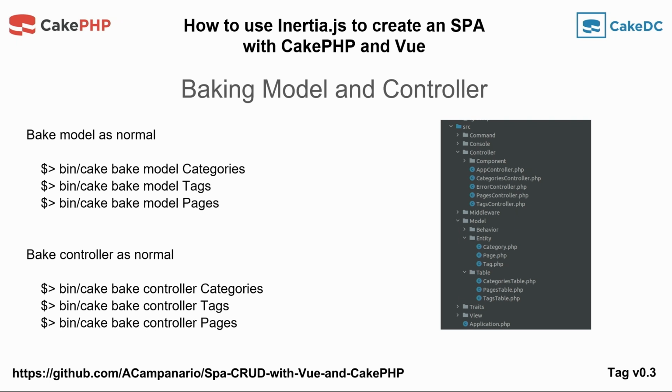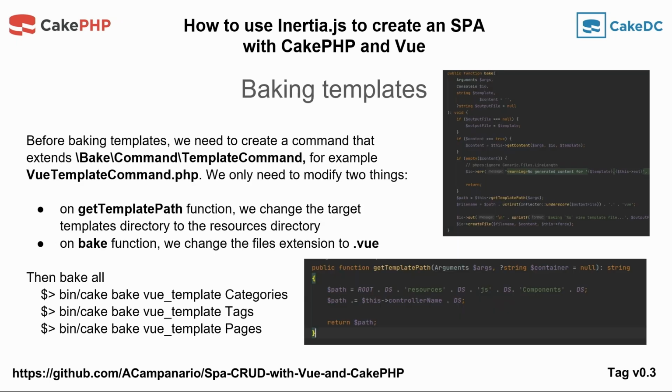The most important one, baking models and controllers. Let's start baking. Baking models as normal, meaning cake bake model categories, model tags, model pages. Controllers the same: bake controller categories, tags, and pages.